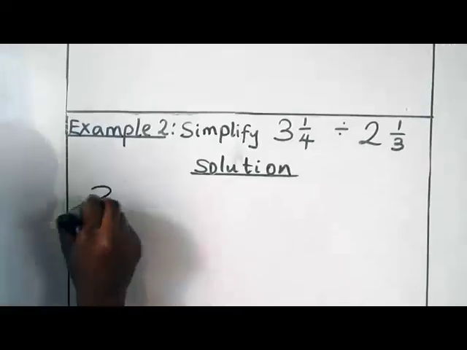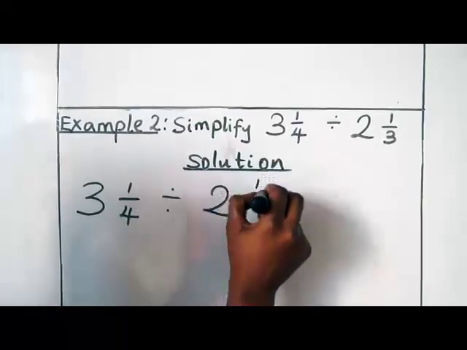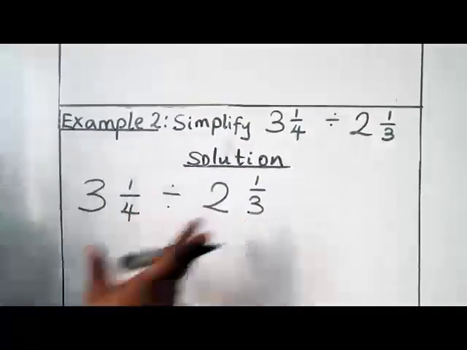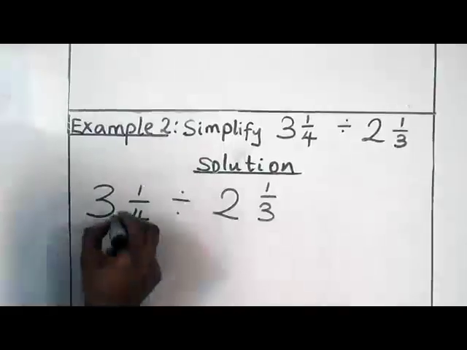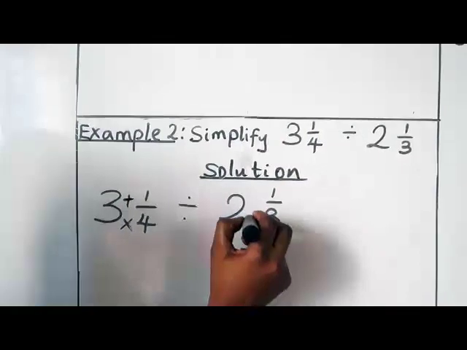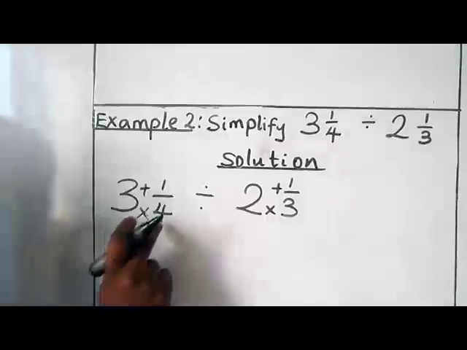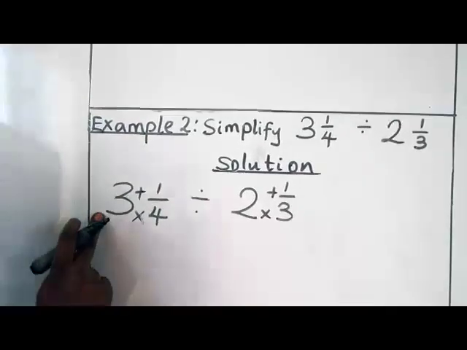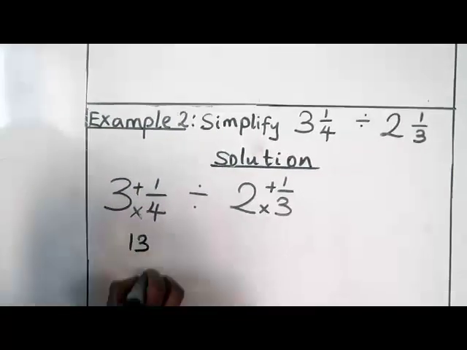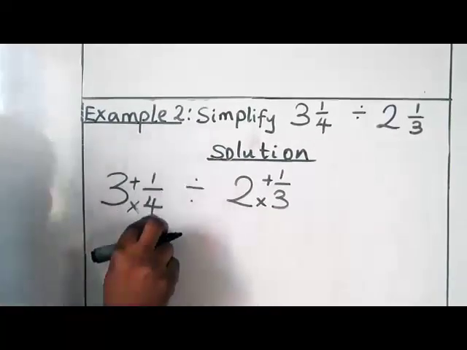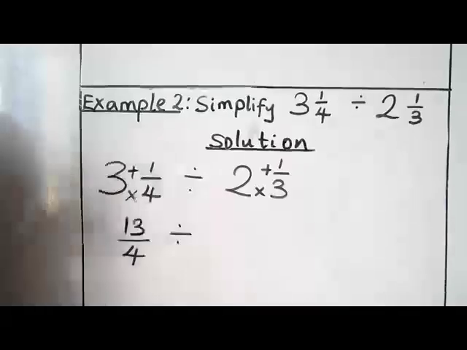What do I mean? I have 3 whole number 1 over 4 divided by 2 whole number 1 over 3. These are examples of mixed fractions, and you were taught that to change a mixed fraction to an improper fraction, you input these 2 signs, times and plus. 4 times 3 will give me 12. 12 plus 1 will give me 13. Everything over 4. Maintain this denominator always. My sign still remains division.